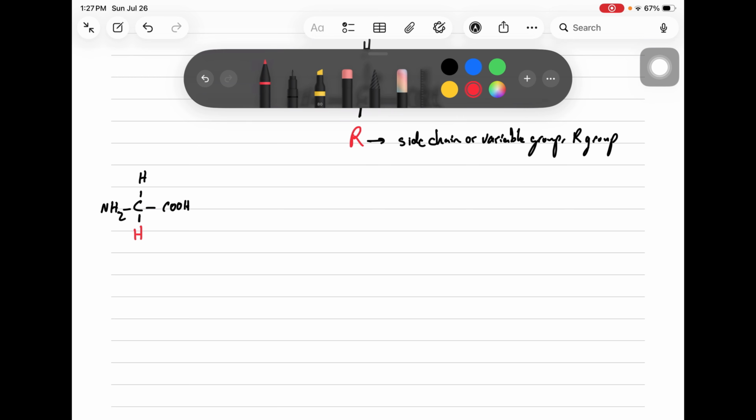So glycine is written as glycine, shown by GLY, and the letter for glycine is G.